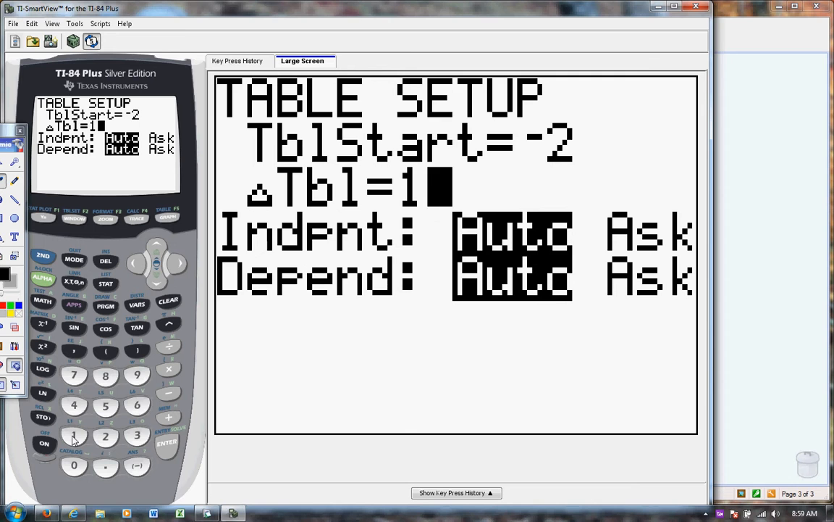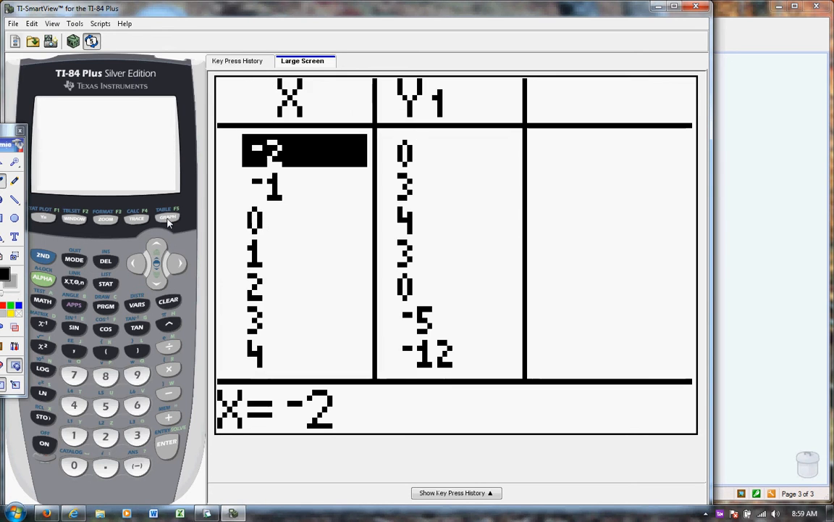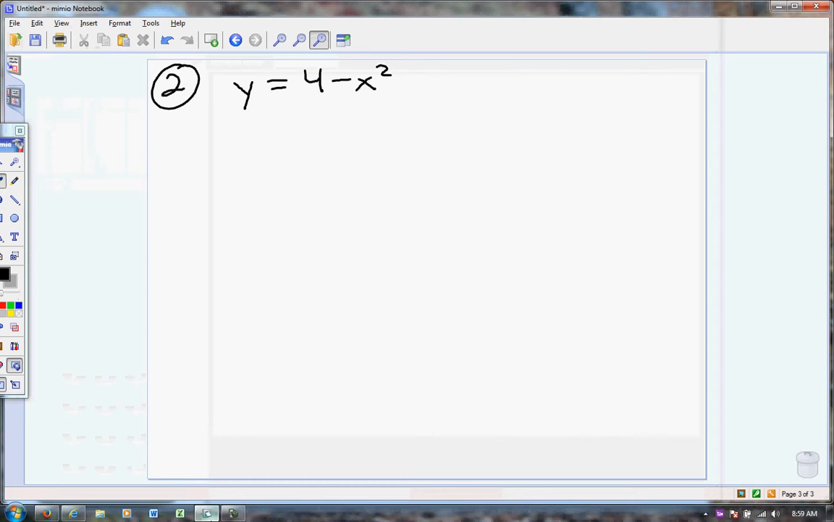Then there are independent and dependent settings. We're going to talk about independent later, but sometimes you can use ask and just put in the value that you want. We're not going to do that right now. We just want to see the whole table, so we're going to use auto. Then, to get to the table, you press second, graph, and there's my table. So that's the quick way, right? That's the easy way to fill in the table. I wanted to make sure you knew how to do that. Now, let's get back to talking about symmetry.